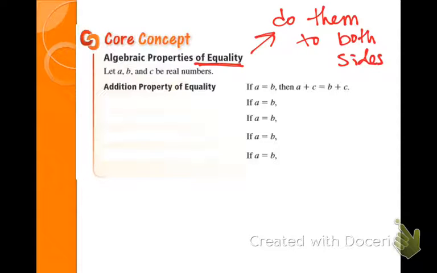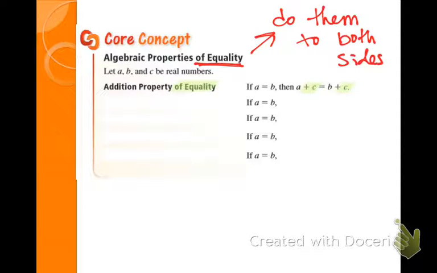This is called the addition property of equality. The part that makes it "of equality" is that you're adding the same thing on both sides. So you're going to highlight the plus C and the plus C. So this is what makes it the addition property of equality.